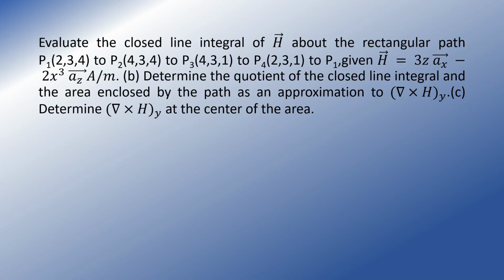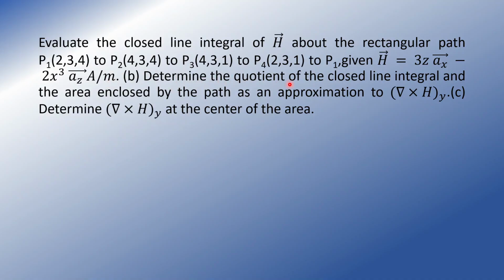Moving on to the first one: evaluate the closed line integral of H about the rectangular path, with the 4 points given here, and the value of vector field H also given in the form of an equation. This is the first part of the numerical, to be solved by the traditional line integral method, that is, the integral of H dot dl is equal to I.